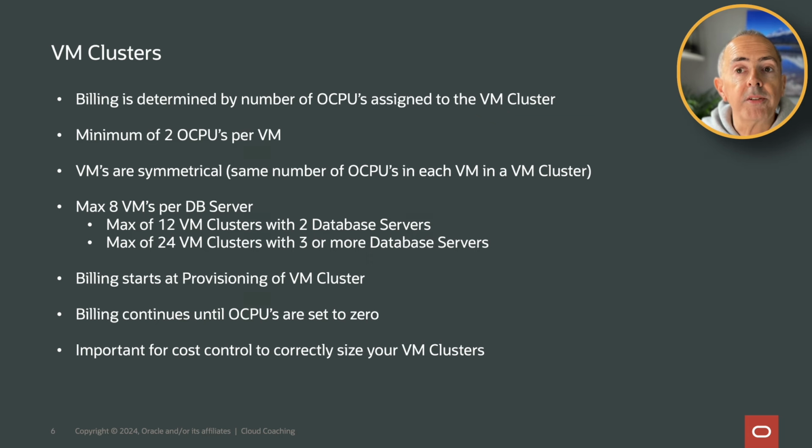Now, when you do set them to 0, all the VMs in the VM cluster will be shut down gracefully, and billing stops. You might choose to do this when setting up a VM cluster to be used in the future. So configure it how you want it to be, but then set OCPUs to 0. So the VM cluster will be created, set up, but then shut down, and no billing will occur until you change the OCPUs to the required size.